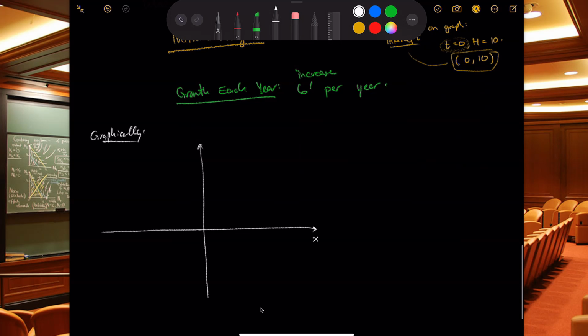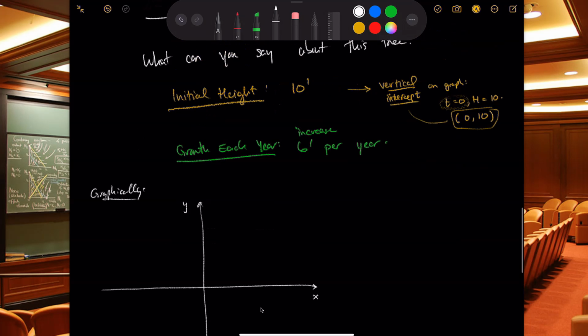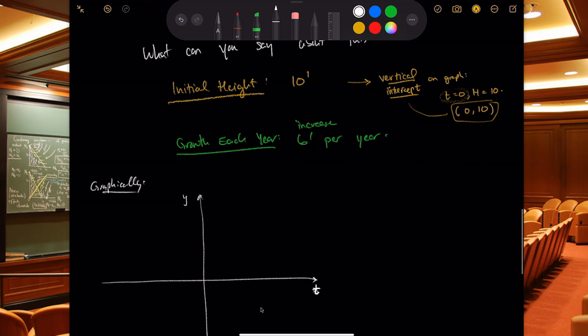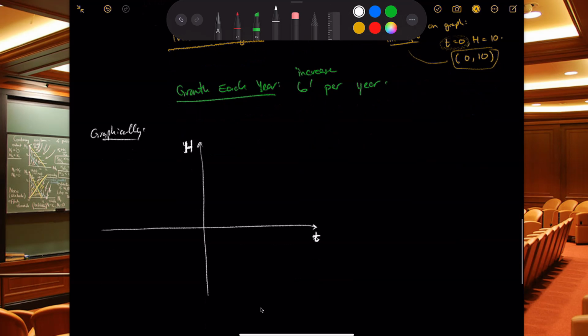So here's x and y. Or this is t, because we're not with x and y, we're with t and h from an input and output, right? So time and height. So when time is 0, we started at a height of 10. So we should start right here. And this is what we call the vertical intercept.